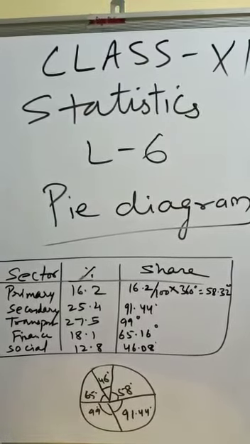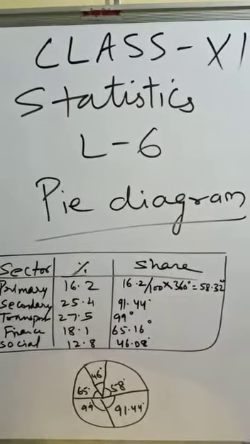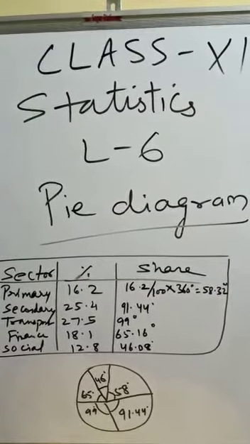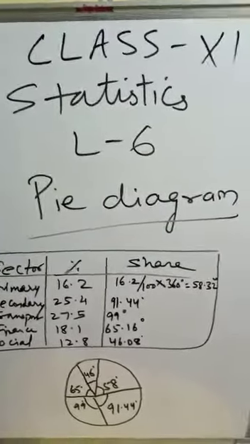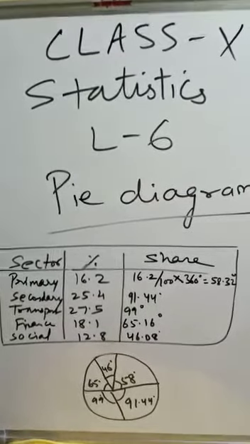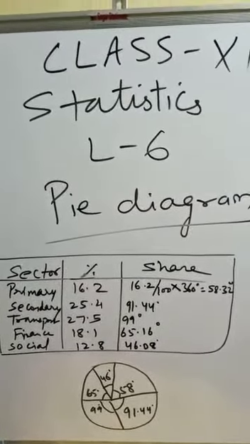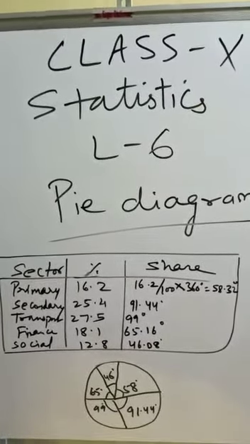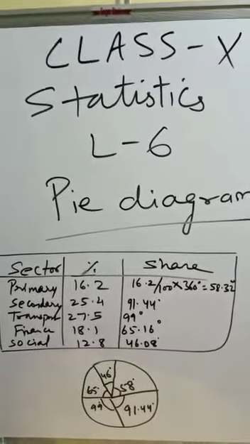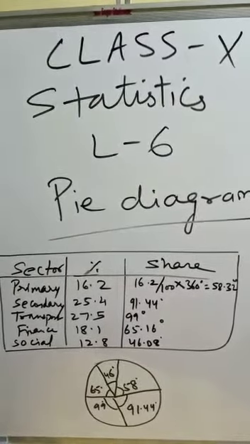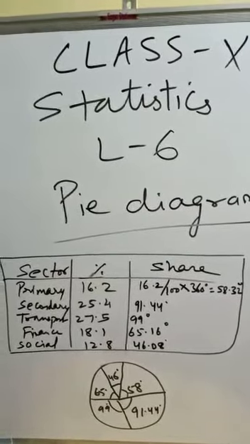Then comes finance. In finance, 18.1 divided by 100 into 360, we get 65.16 degrees. And last is social. There is 12.8 percentage, and how can we convert it into degrees? Simply divide by 100 and then multiply by 360, then we get 46.08 degrees.